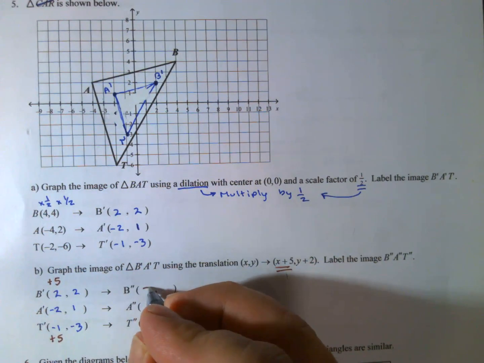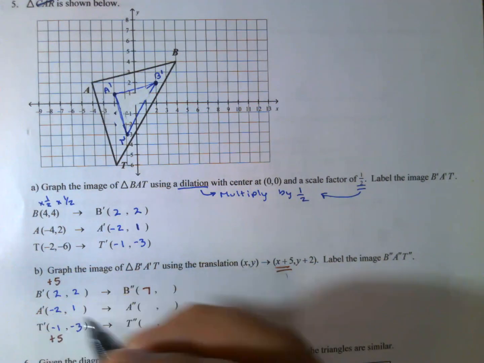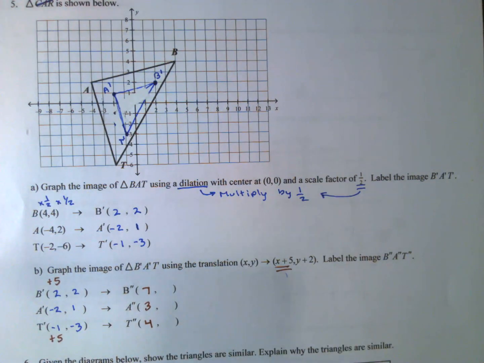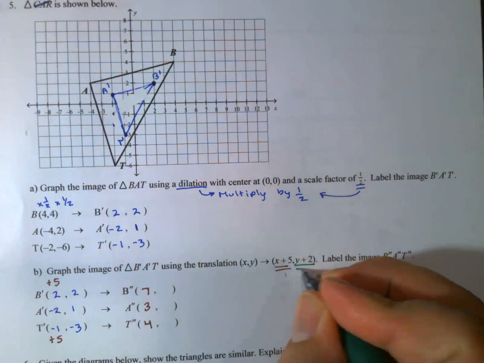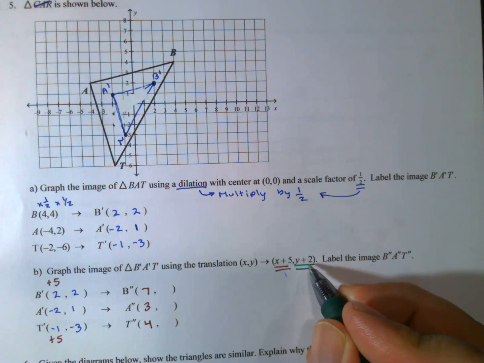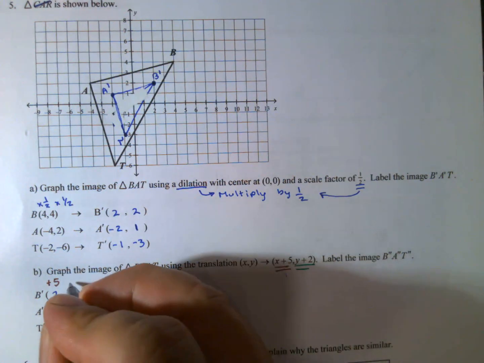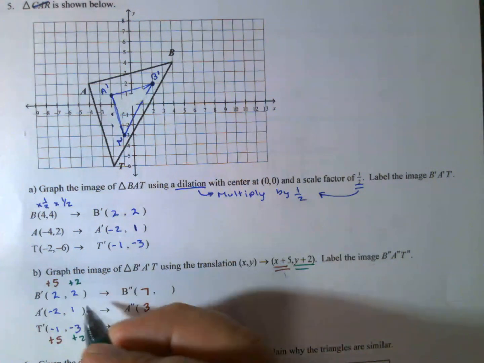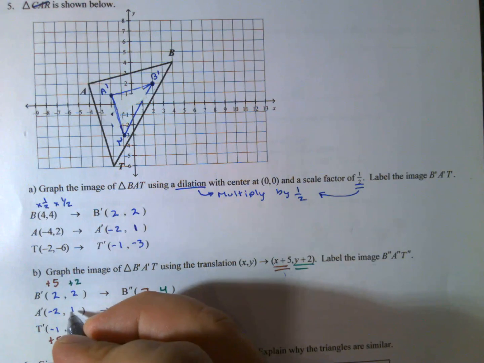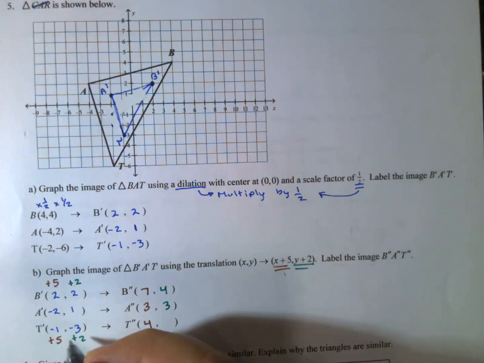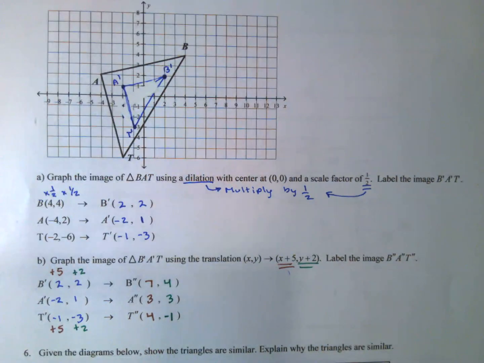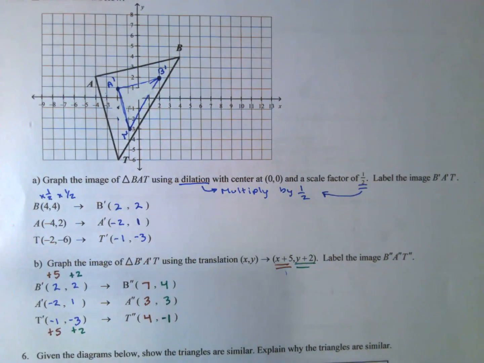2 + 5, okay, that's 7. 5 and -2, that's 3. -1 and 5, well, now we have a 4. There, we took care of the x's. And then when I look at the y's, they said, well, just do a +2 for all your y's. Then all I'm going to do is add 2 to all of my y's here. So 2 + 2 is 4. 1 + 2 is 3. And then -3 + 2 is -1. And now we're ready to just draw this thing out here.